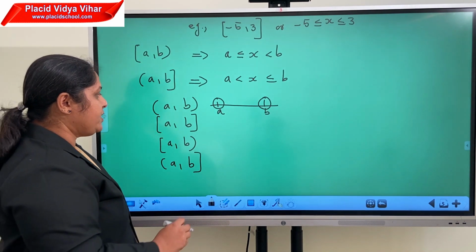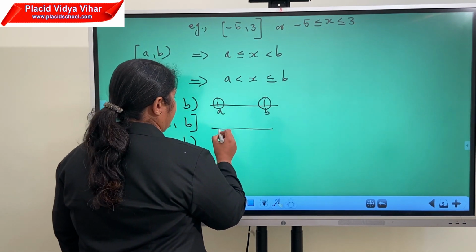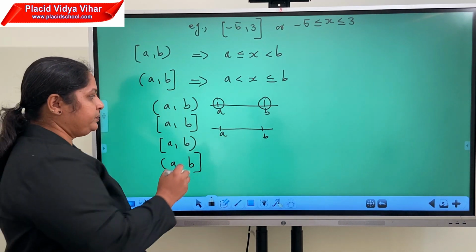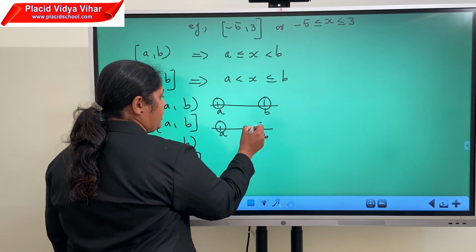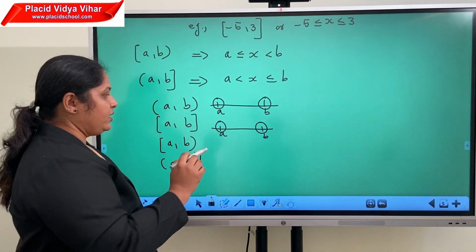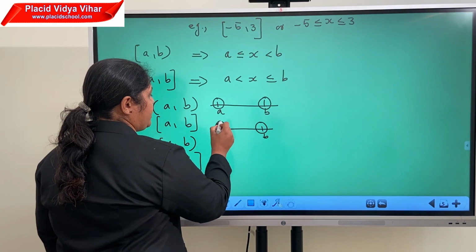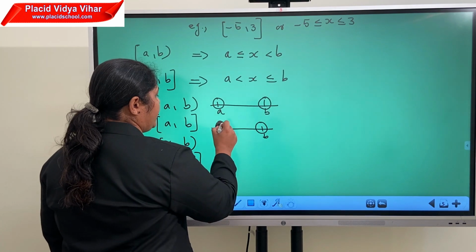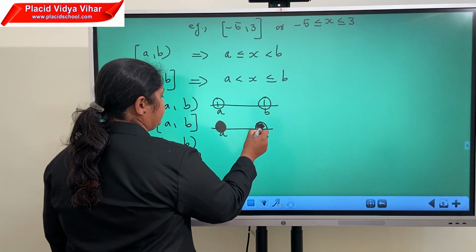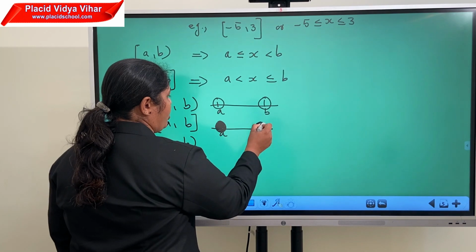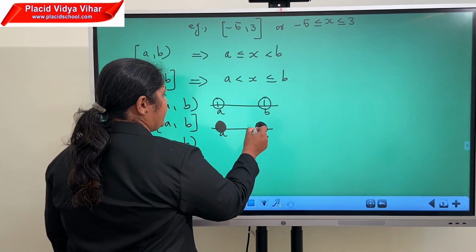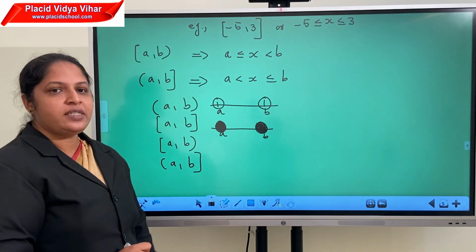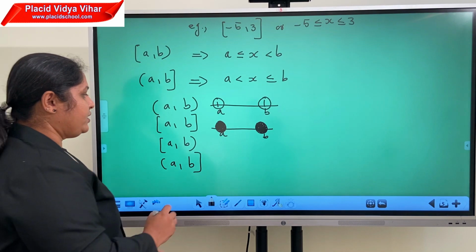So how can we represent this one? This is A, this is B. Closed means it is represented using a shaded circle. So you have to shade the circle like this. If you see a shaded circle, then you have to understand that the end point or the number where the circle is shaded is included in the interval. This represents a closed interval.